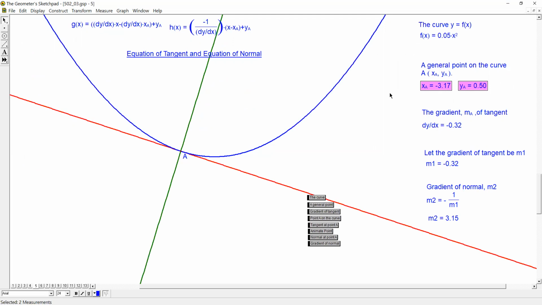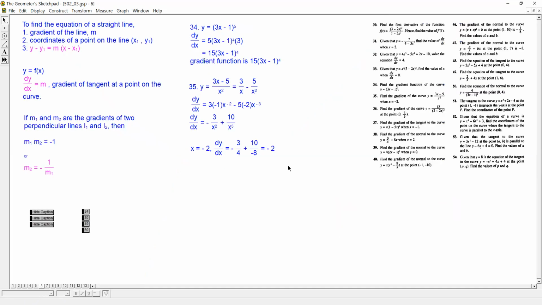Now if they want you to find the y coordinate, you need to substitute the x into the original function, not the differentiated function, and find the value of y. You see here I give you two values, the coordinates x and y. But over here in question number 35, they give you the value of x and they want you to find the gradient. So it is not necessary to find the y coordinate. But if they ask you to find the equation of tangent, you need to find the y coordinate.